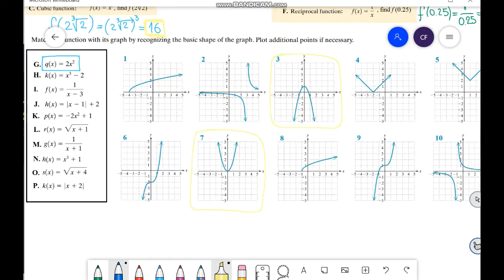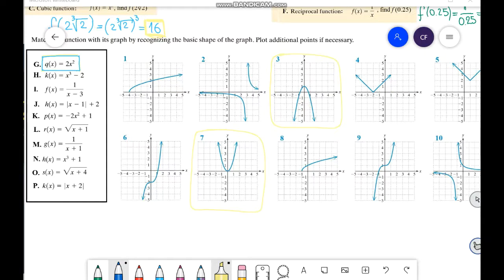Which one do you think is the right option? Type now your suggestions. Type now your guesses. Is it going to be number 3 or number 7? What do you think is the right option for letter G? Number 3 or number 7? Look at the shapes. And Angel said number 3. Maybe number 3. Let's check. And Jan said number 7. Maybe number 7.